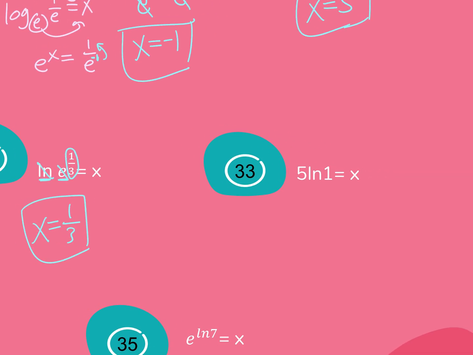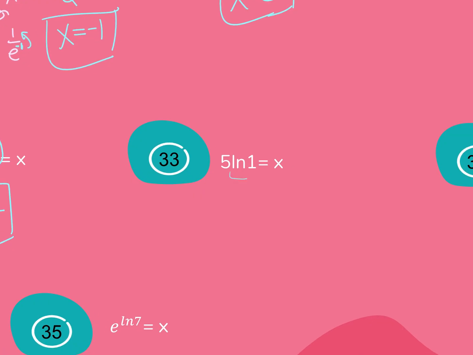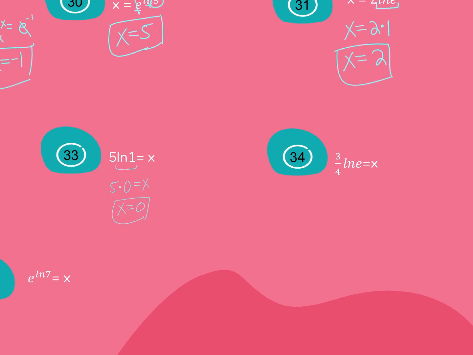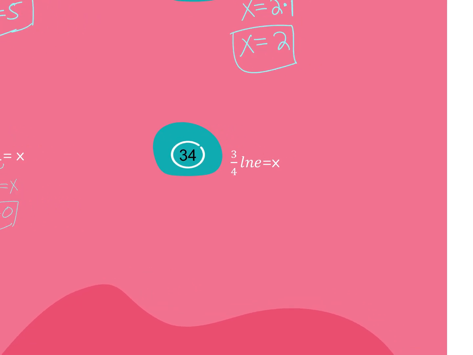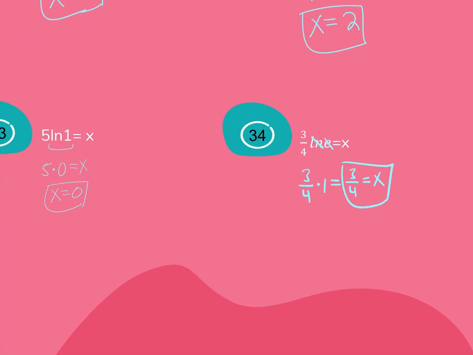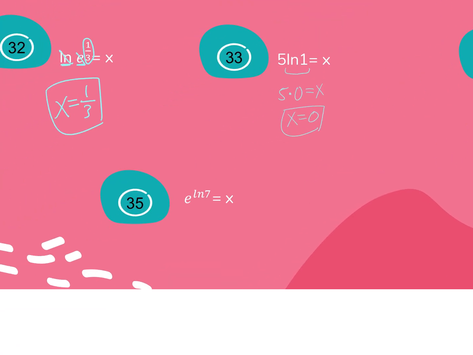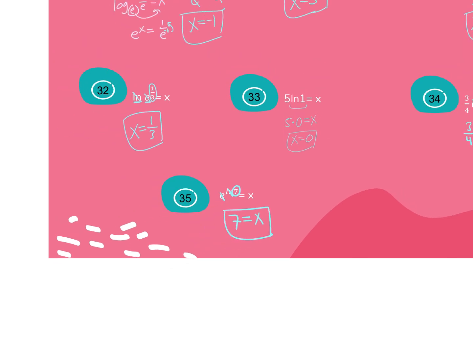So now let's try the same thing with this one. Similar story here. ln of 1 is just 0, so this becomes 5 times 0. So then I get x equals 0 as your answer here. Now in this one, ln and e are going to cancel out. They become 1. So I get 3 over 4 times 1, which is just 3 over 4. And that would be your answer for that one. Same thing over here. e and ln are going to cancel out, so you're just left with 7 equals x. And so your answer for this one is just 7.